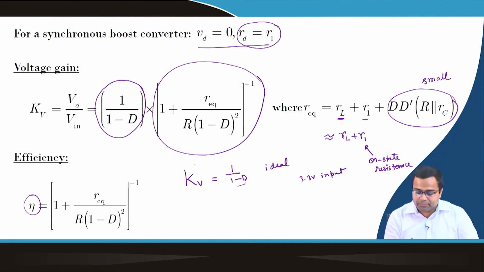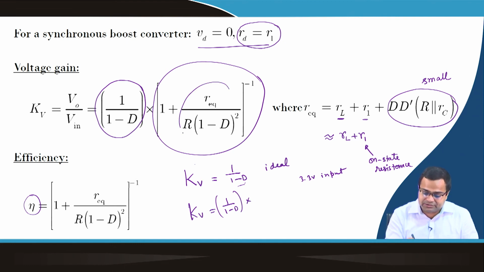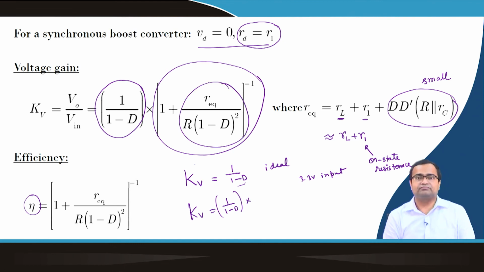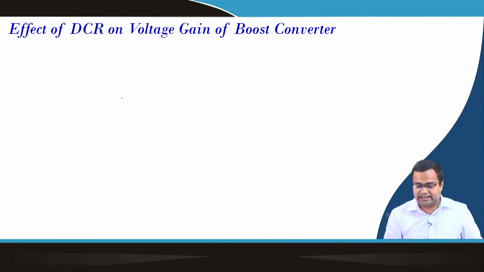Why? Because in the practical case the 1 by 1 minus D is there, but there is a strong dependency on the duty ratio in this term, and when the duty ratio increases, this term becomes smaller and this term becomes quite large, and your voltage gain will start dropping, and this shows a nonlinear characteristic of the voltage gain.